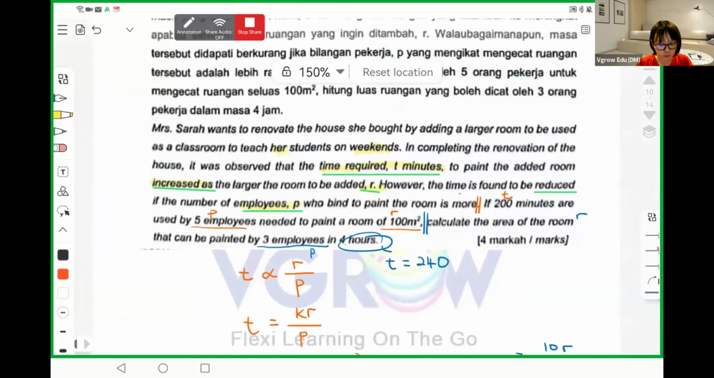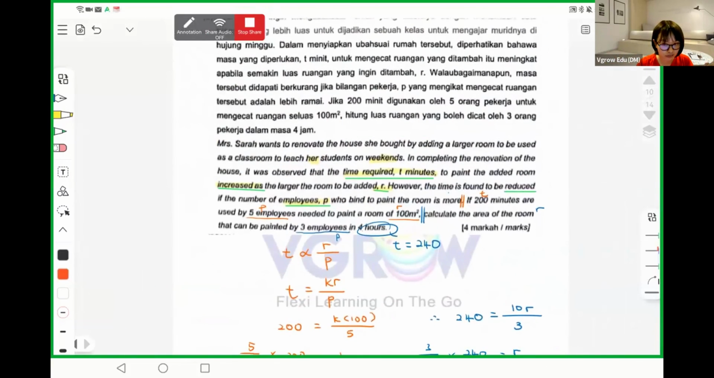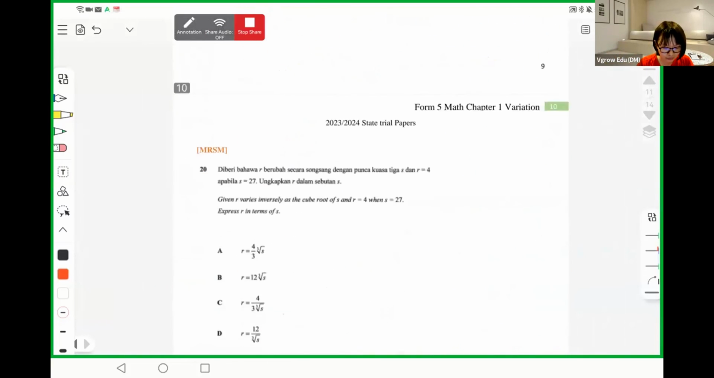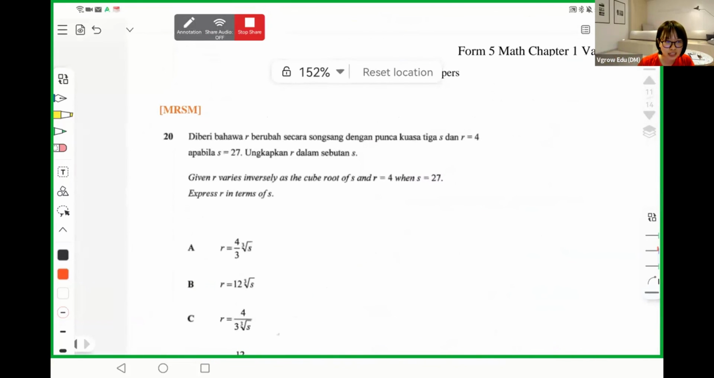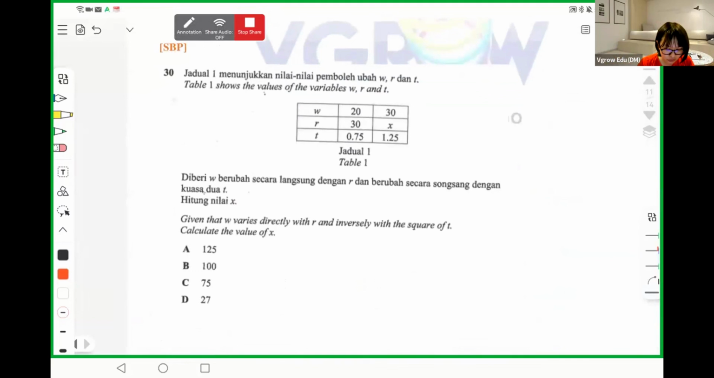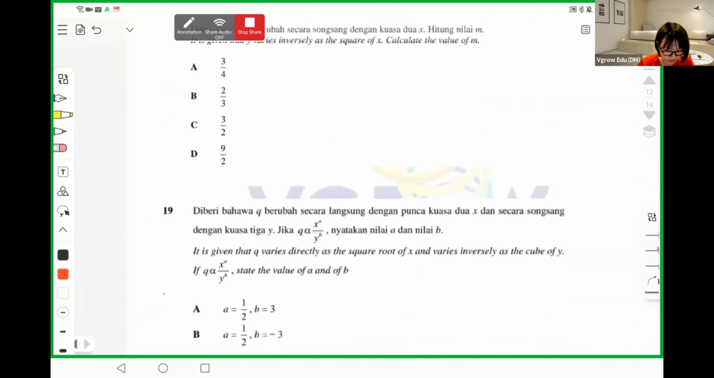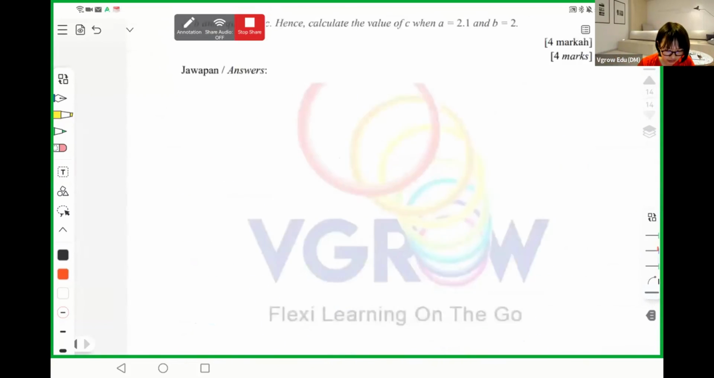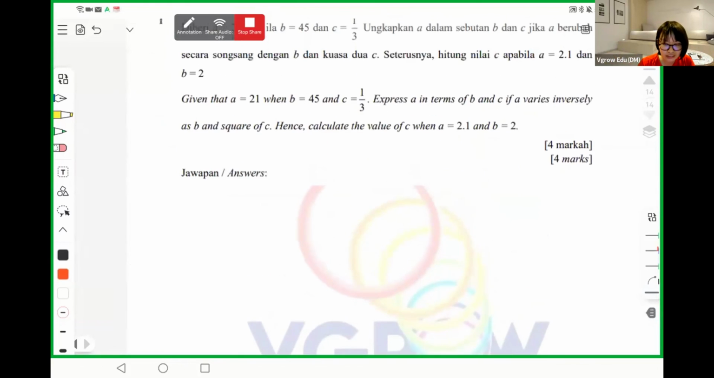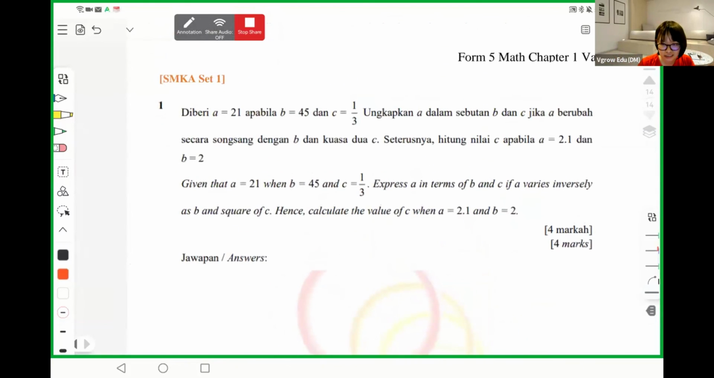So more or less, the type of variation question is something like this. Even in objective questions, they ask you to express. They give you a table, ask you to calculate, similar, just a different pattern only. As you can see, let me just scroll down. So you will get this copy later in a short while.